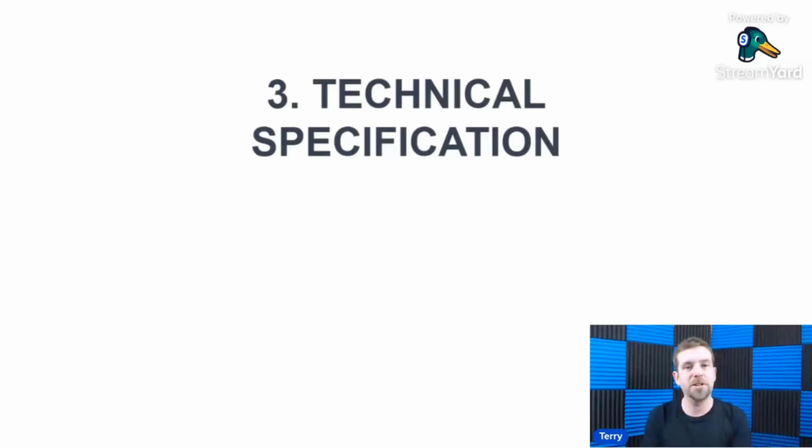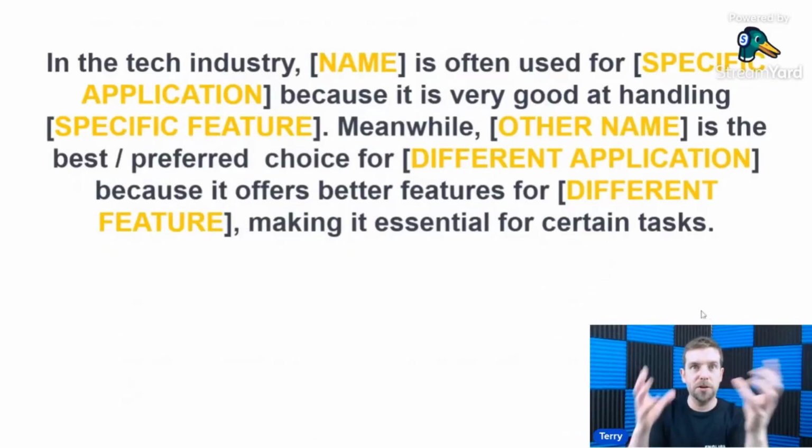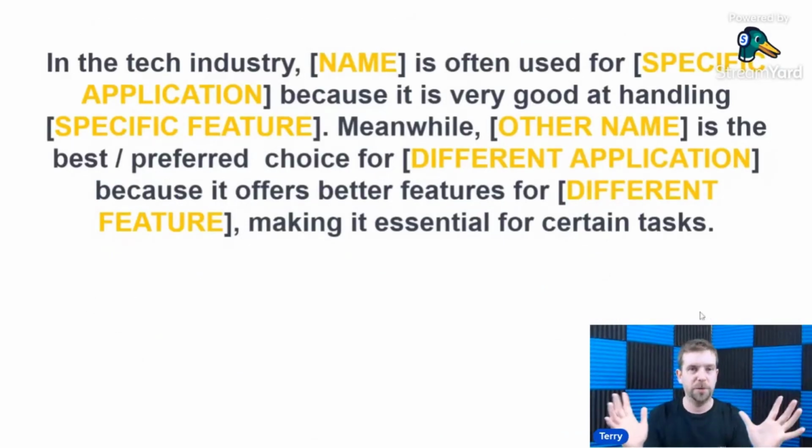Coding questions for comparisons 3, technical specification, okay? So I am looking at questions about technical specifications where you want to compare two different technologies, right? What are the operational differences between Kubernetes and Docker in managing container orchestration for development projects? How does vertical scaling differ from horizontal scaling, right? So you have different technical aspects that you need to compare. You need to compare two of them in one answer in a job interview, okay?